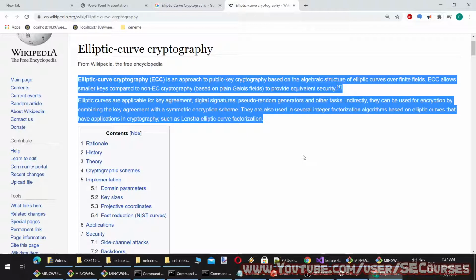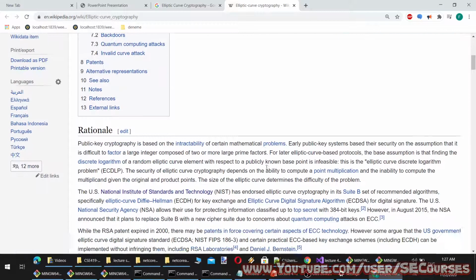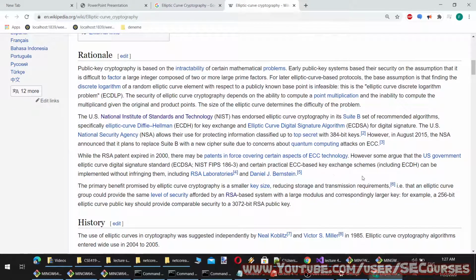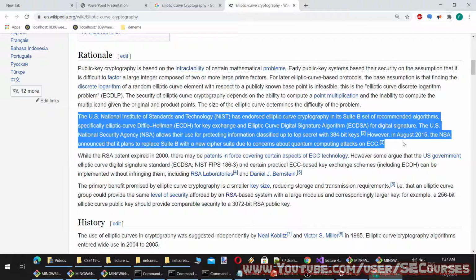Elliptic curves are applicable for key agreement, digital signatures, pseudo-random generators and other tasks. Indirectly, they can be used for encryption by combining the key agreement with a symmetric encryption scheme. They are also used in several integer factorization algorithms based on elliptic curves that have applications in cryptography, such as Lenstra elliptic curve factorization. Okay, so I think this is more advanced.